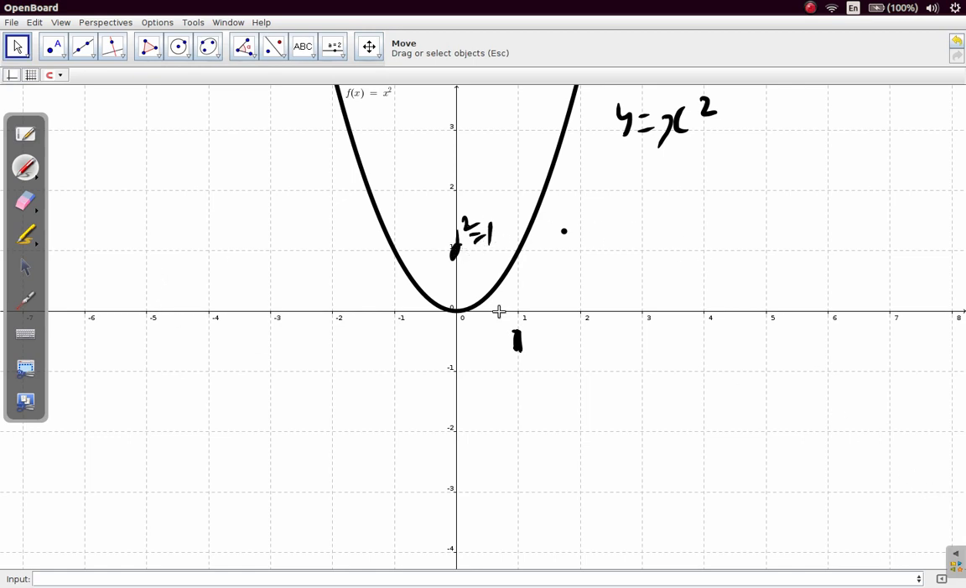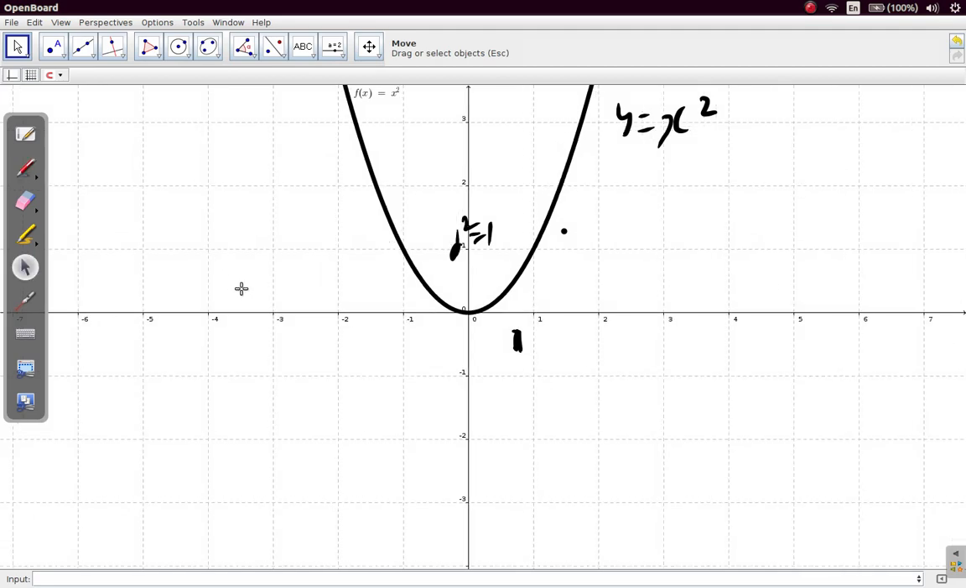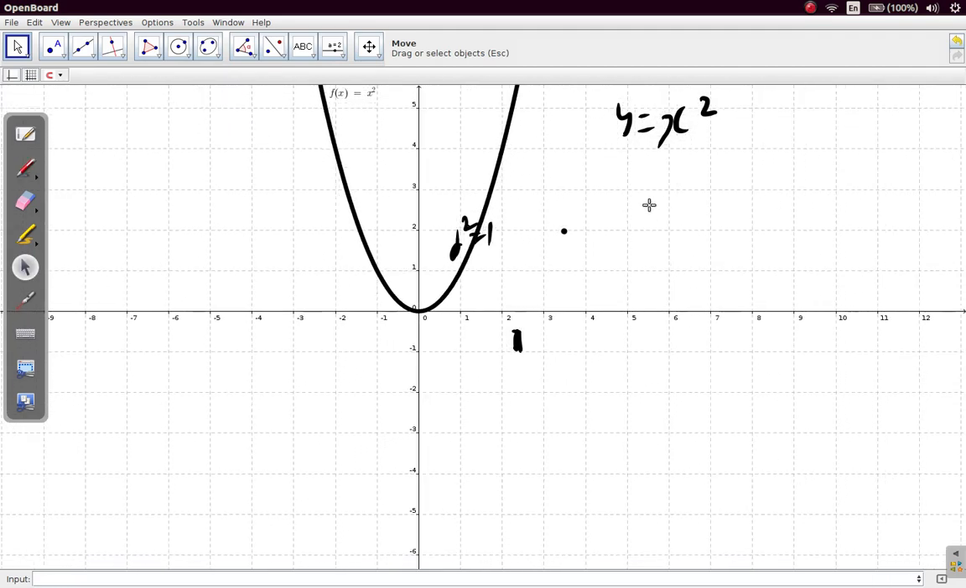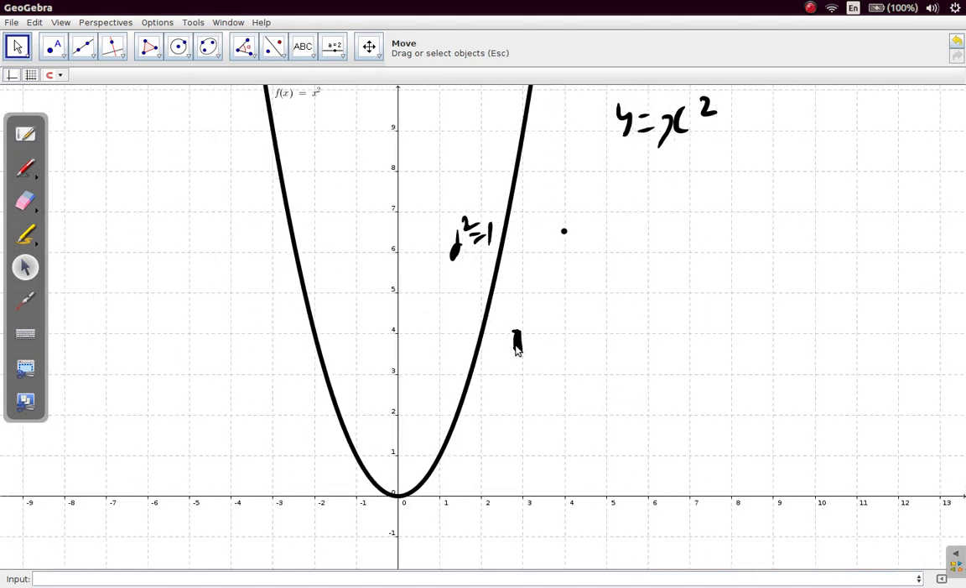Let's zoom out. Alright, we zoomed out a bit, and we can see here that when x is equal to 2, if we go up to the curve, when we reach the curve we project horizontally to the left, what we see is that y is 4. 2 squared is 4. When we had 1, 1 squared is 1. Alright?